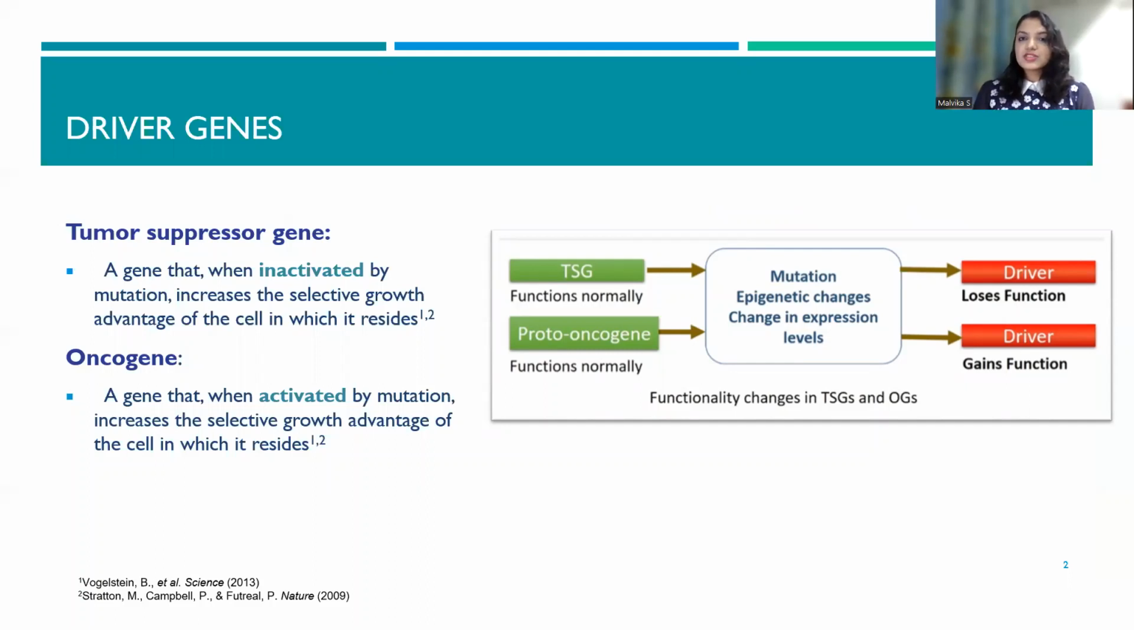Now, a tumor suppressor gene is usually inactivated by an alteration, loses its function, and then becomes a driver gene. An oncogene, on the other hand, when it is altered, gains a function, is activated by the alteration, and becomes a driver gene.